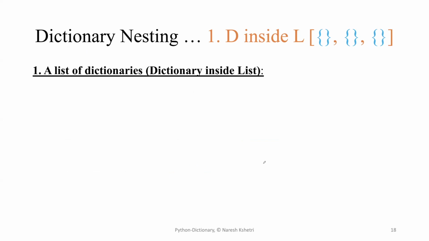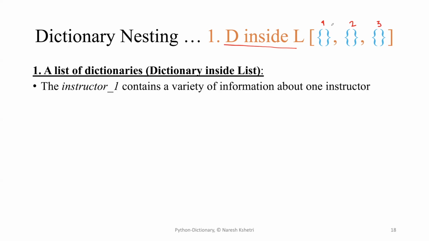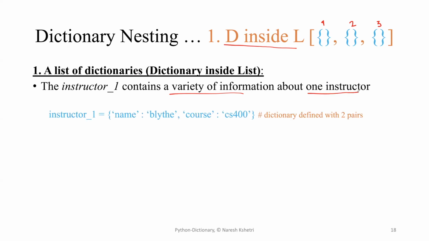Here it's very simple. Dictionary inside a list means we have a list, and inside it we have dictionary 1, dictionary 2, dictionary 3, or so on, as many as you want to include. So, for example, instructor 1 contains the information about one instructor. This is a dictionary defined with two key-value pairs. Key 1 is name, value 1 is the instructor's name, key 2 is course, and value 2 is the course, which you already know. It is nothing but a collection of key-value pairs.